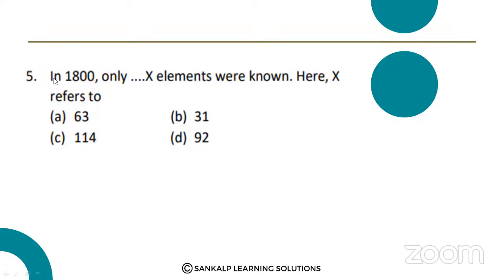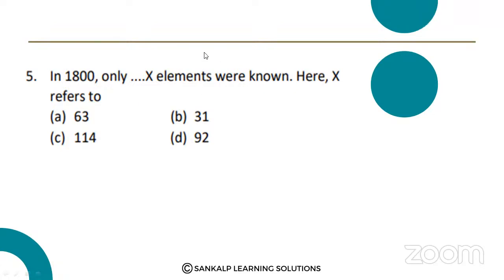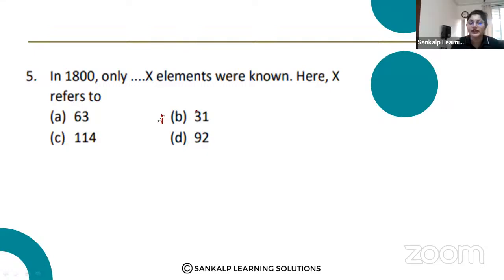In 1800, only dash elements were known. Here X refers to how many elements were known in 1800? In 1800, only option B, 31 elements were known. Okay, only 31 elements were known in 1800. So we'll go for the next one.